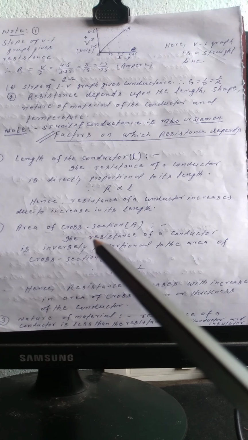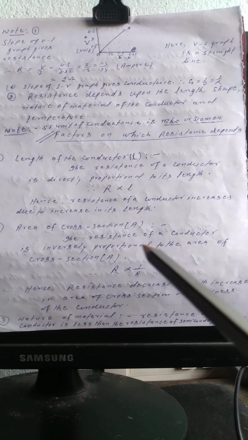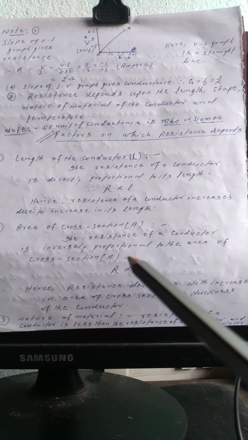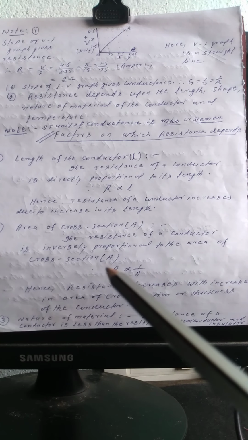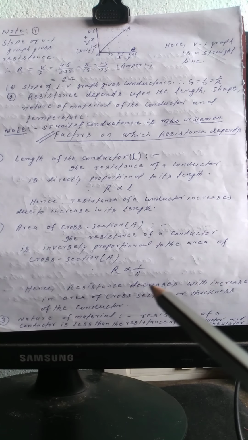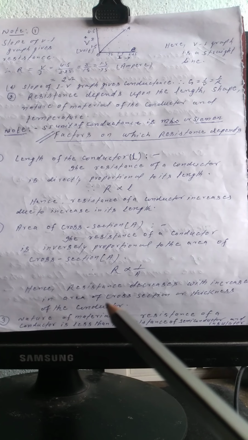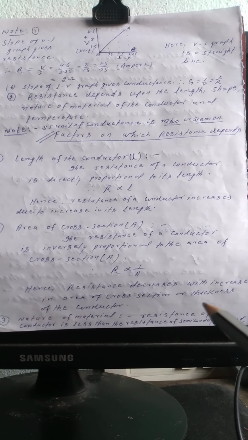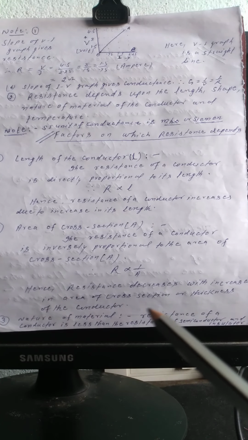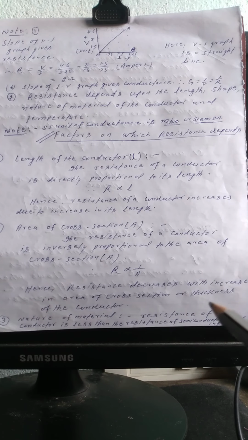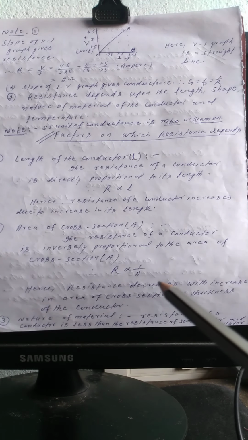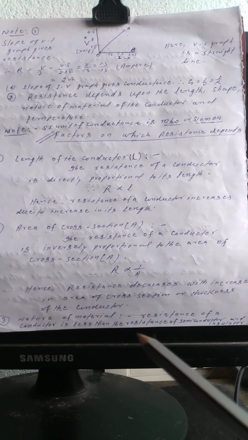Now second is area of cross section. The resistance of a conductor is inversely proportional to the area of cross section, therefore R is inversely proportional to A. Hence resistance decreases with increase in area of cross section or thickness of the conductor. So resistance of a thick wire is less than the resistance of a thin wire.